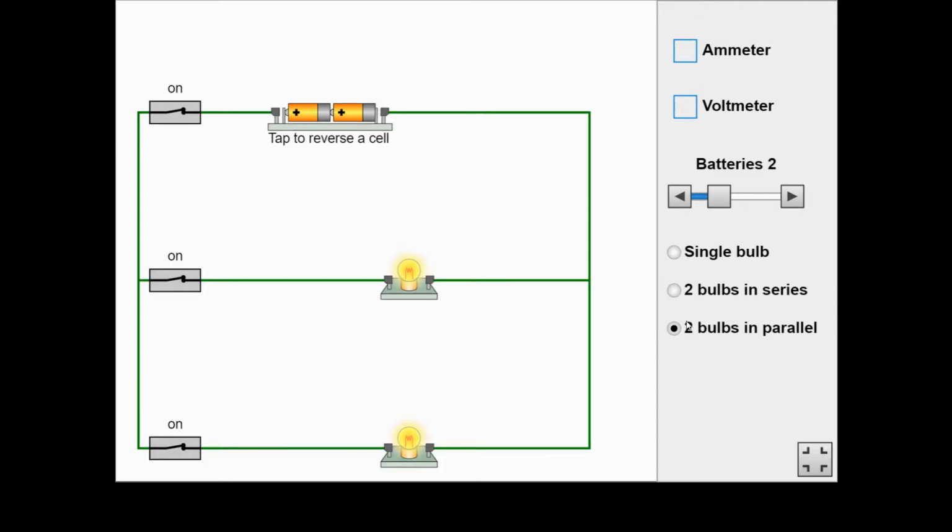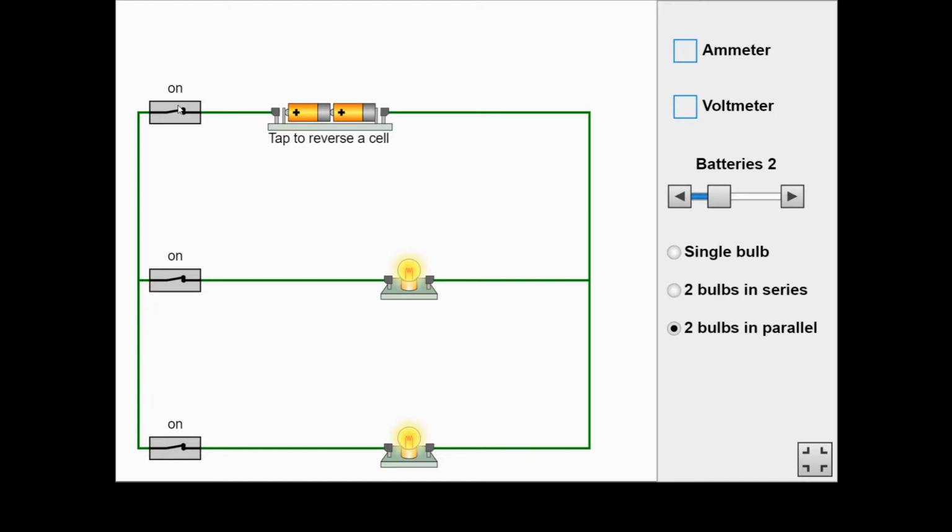Now, when we go to 2 bulbs in parallel, and notice here, if we open this switch, this light goes off. If we open this switch, this light goes off. But if I open this switch, which is on the loop between the power source and the bulbs, both bulbs go off.